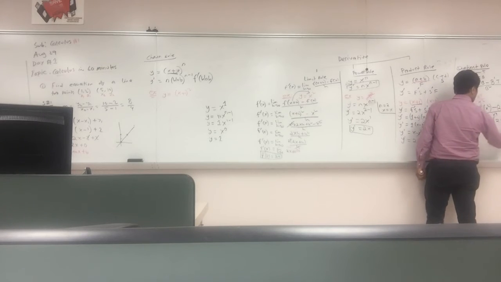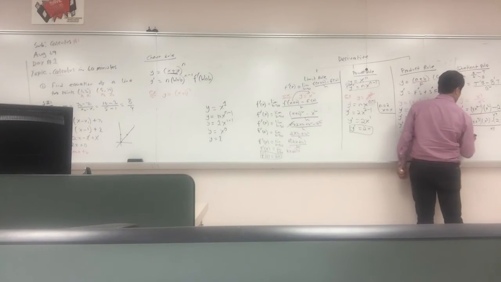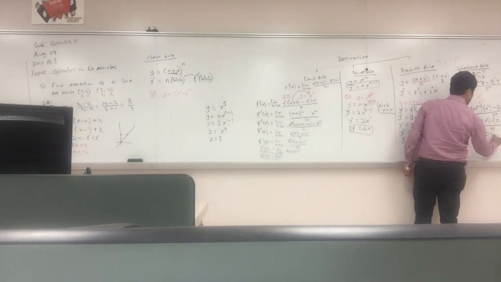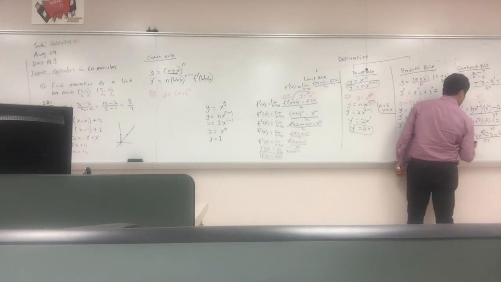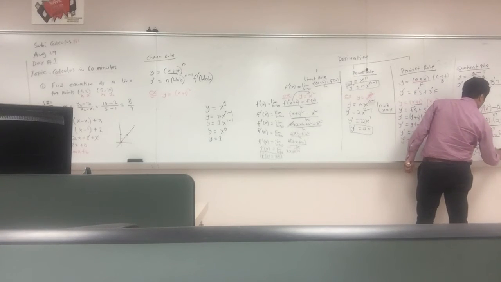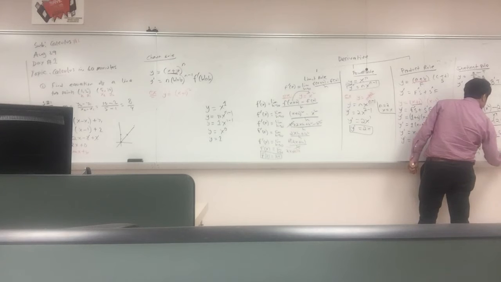So y prime is (4x^3 times x squared minus 2x times 1 times x^4) over x^4. Simplifying, y prime is 2x^5 over x^4, so y prime is 2x^5 minus 4, and then y prime is just 2x.